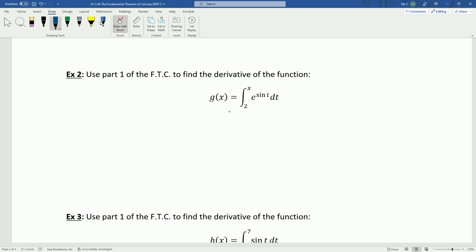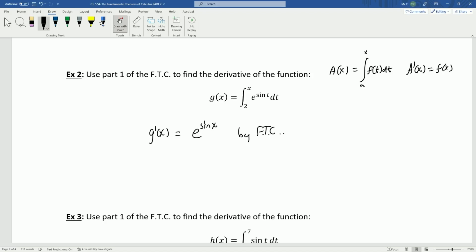So here, what do we got? We have e to the sine of t dt. But what do I know? I know that if a of x equals the integral from a to x of f of t dt, a prime of x equals little f of x. Well, in this case, this is a to x. This is a function of t, dt. So my derivative, g prime of x here, is just e to the sine of x by the fundamental theorem of calculus. Okay, let's take a look at another one here.